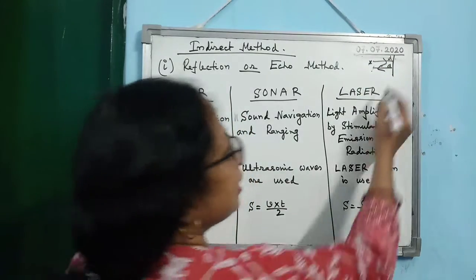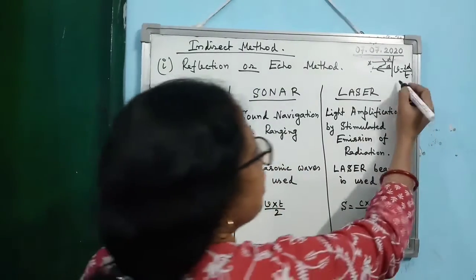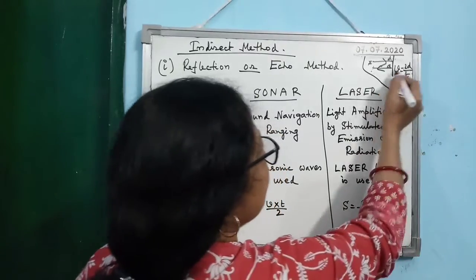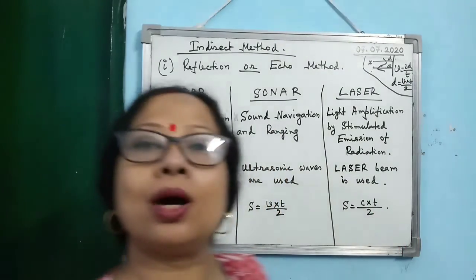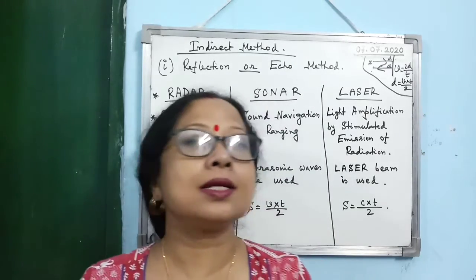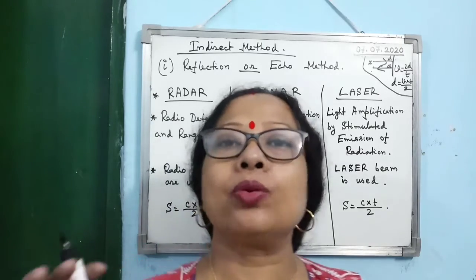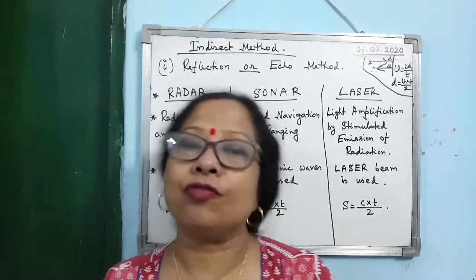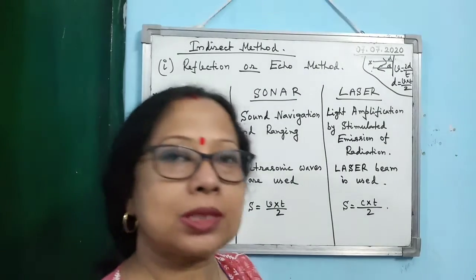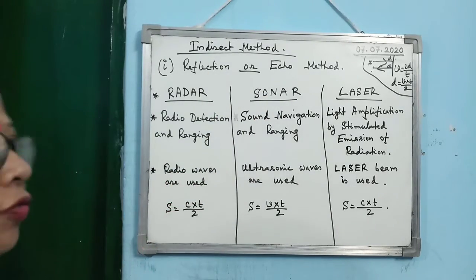So if the distance between the source of the wave and the reflector is d, then the velocity of the wave is 2d by t. So the distance is v into t by 2. When the reflected sound is heard separately from the original sound, after the original sound has ceased, that is known as an echo. All these things you studied in 10th standard, so this method is known as the echo method or reflection method.